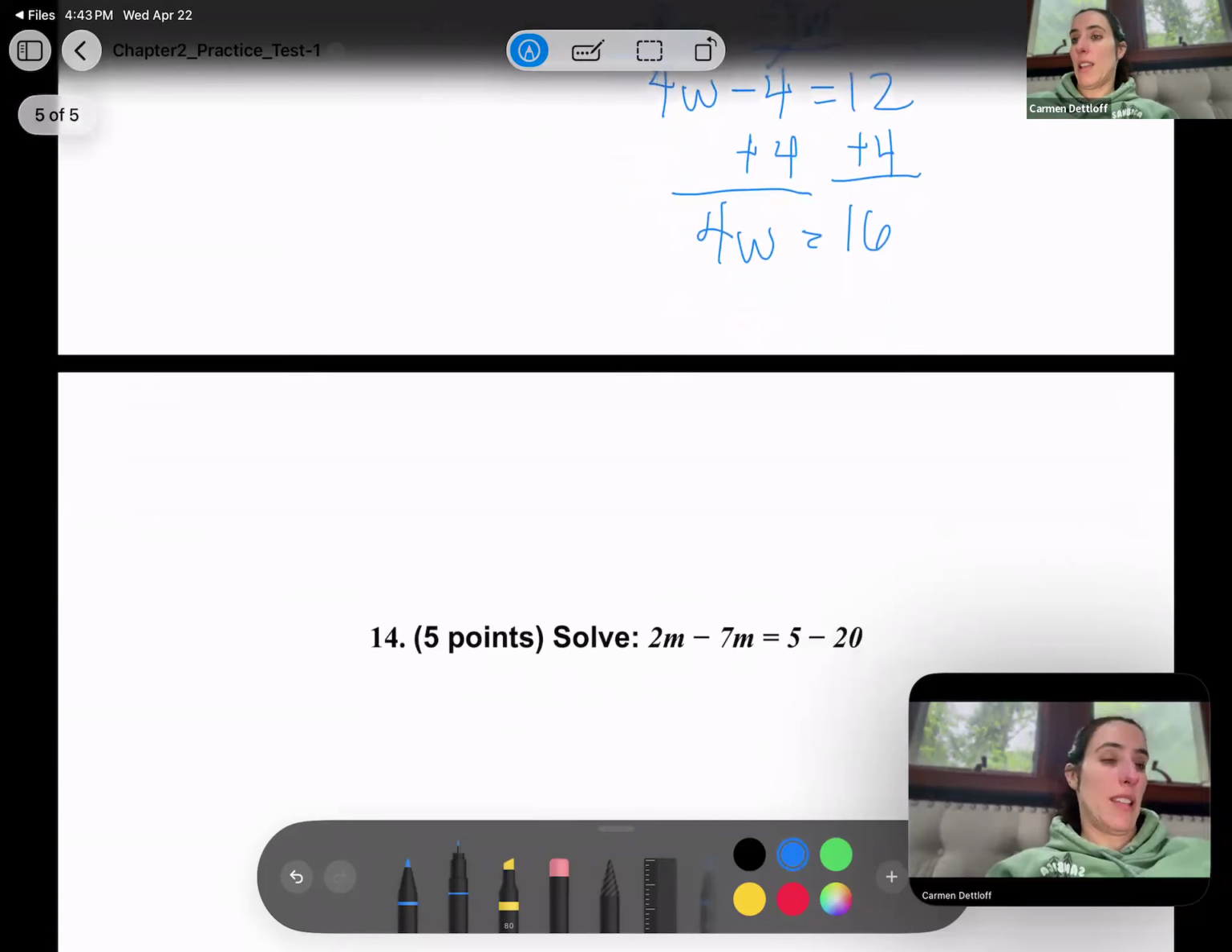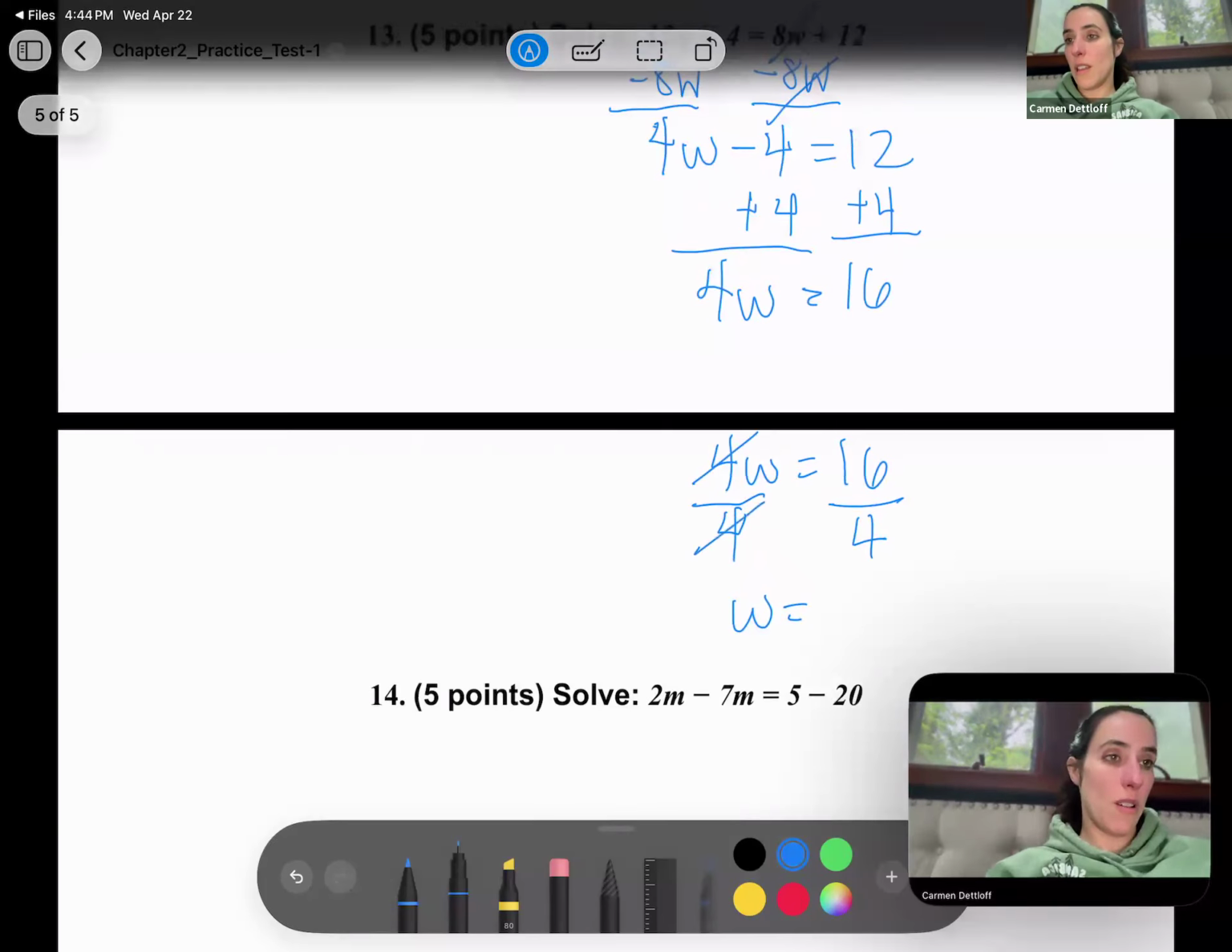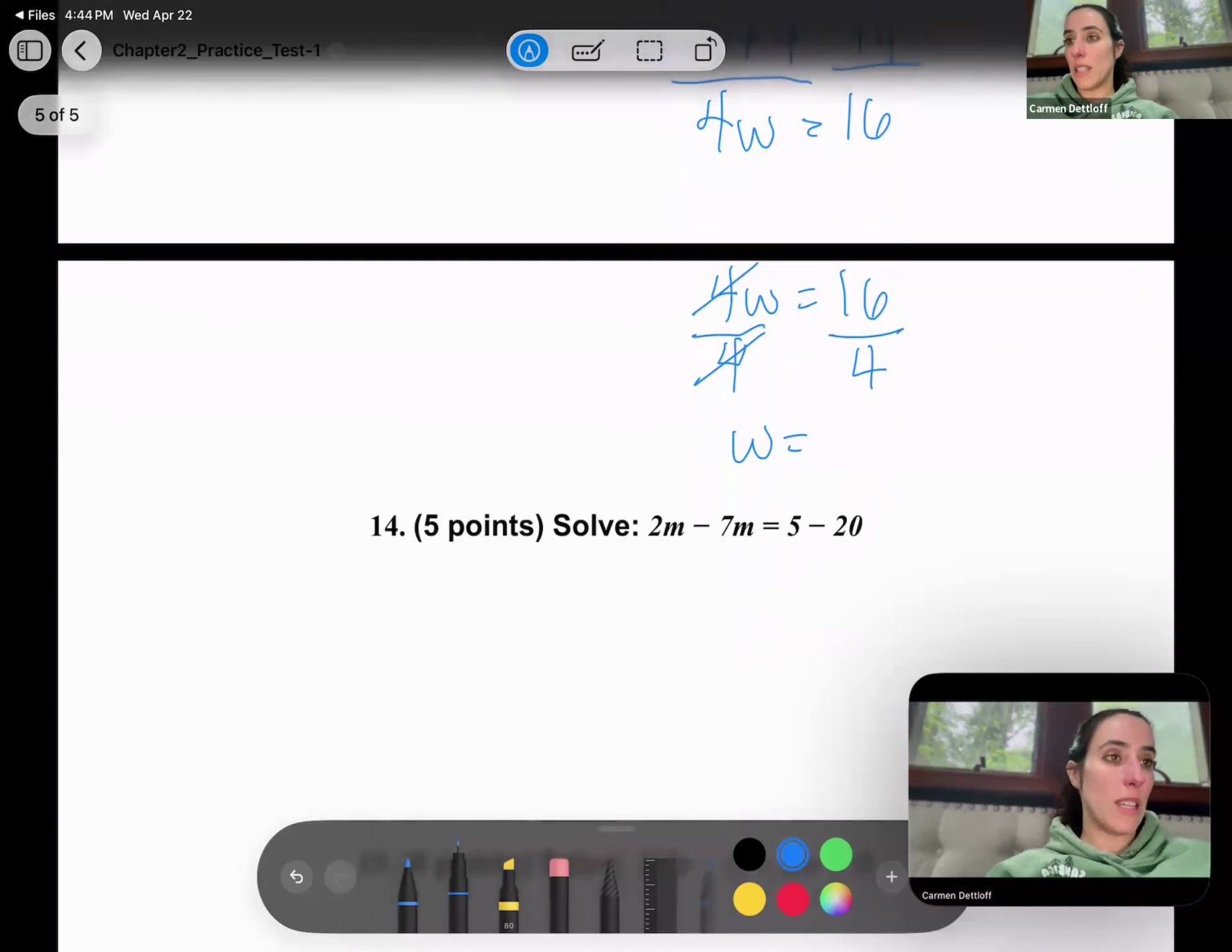Now I look at this and I say, I've got 4w equals 16. How do I get rid of that 4? I'm going to say 4 is multiplied by w, so I want to do the opposite of that, which is division. So I get w equals 16 over 4. 16 divided by 4 is 4.